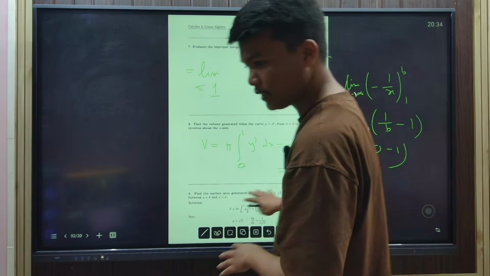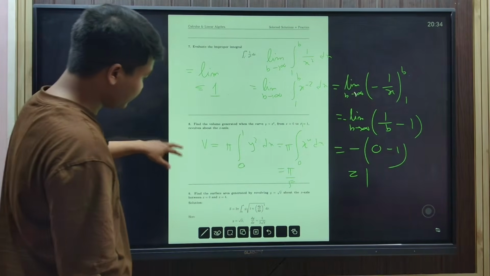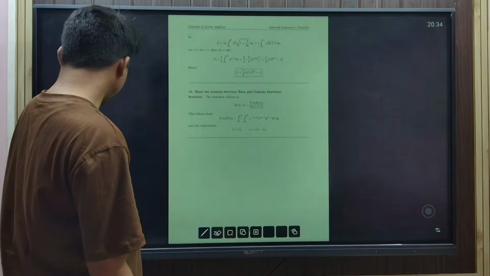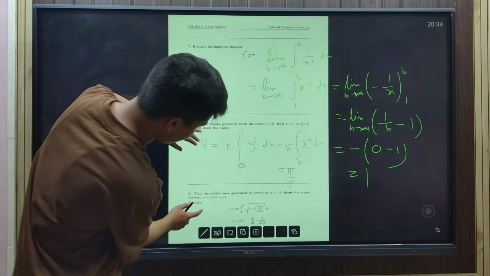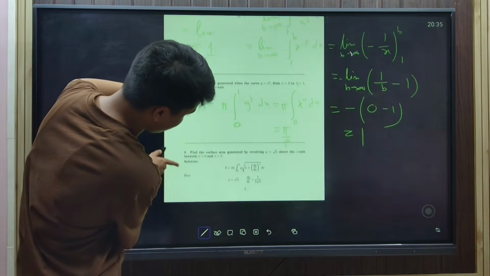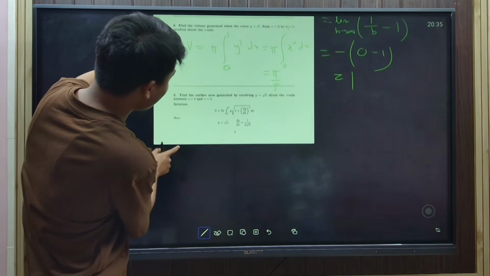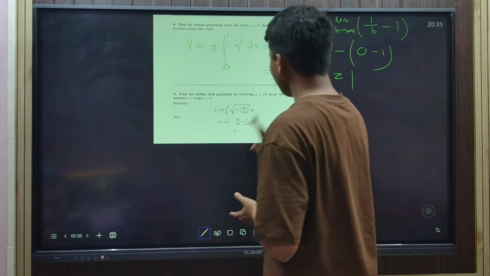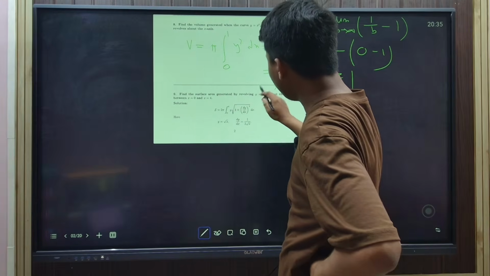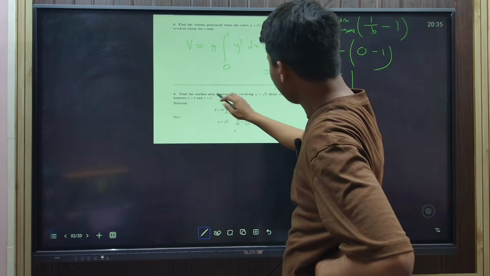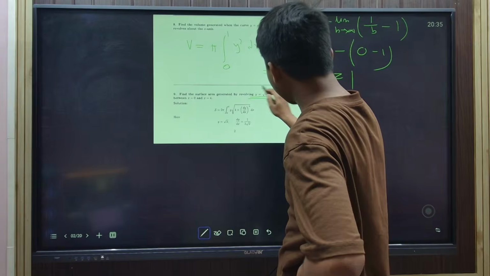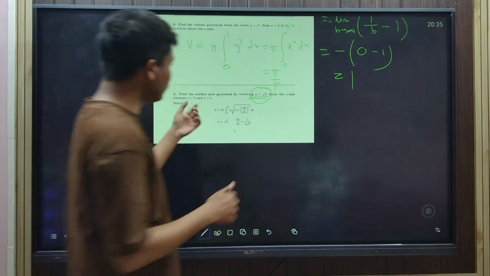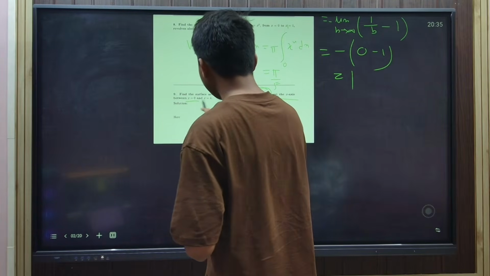So now the integration part. Next, okay, so the next problem is this. How do we solve this problem? Find the surface area of the curve y equal to root x revolving about the x-axis between x equal to 0 and x equal to 4. After revolving this curve, you will be finding the surface area of this curve.